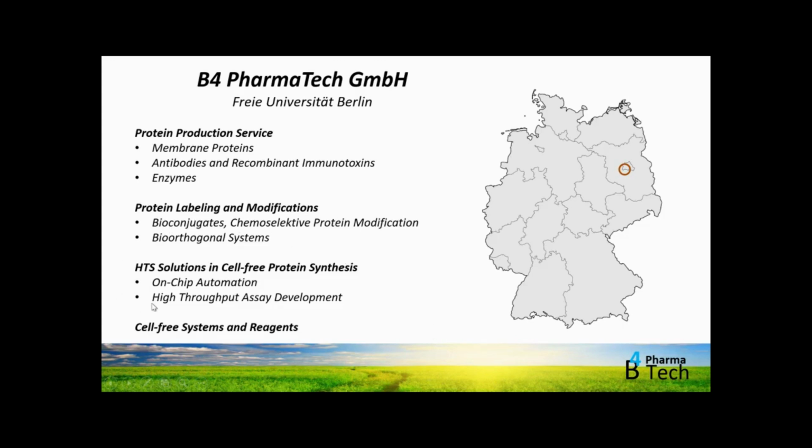In the end, for high throughput solutions, we need either on-chip automation or other types of high throughput assays, which are developed at B4 Pharmatech. And if you want to produce your protein of interest on your site, in your laboratory, we will be happy to offer you the cell-free systems and reagents.